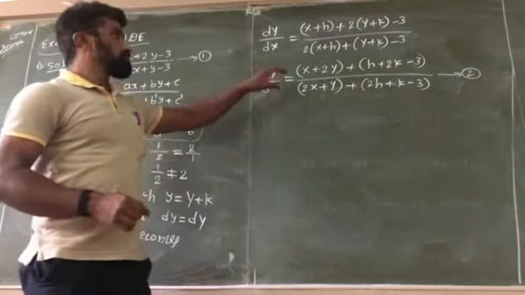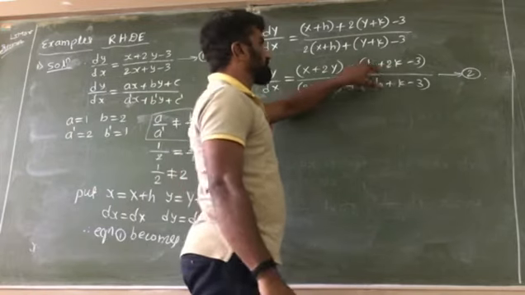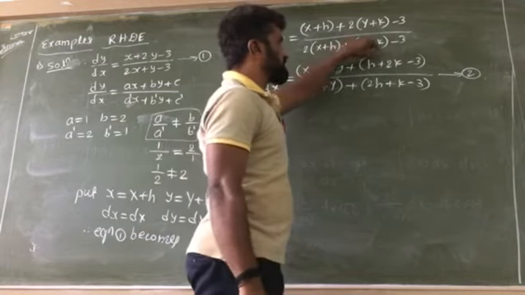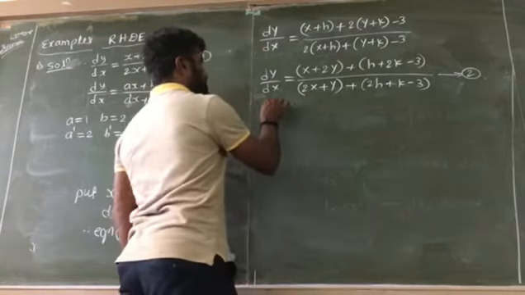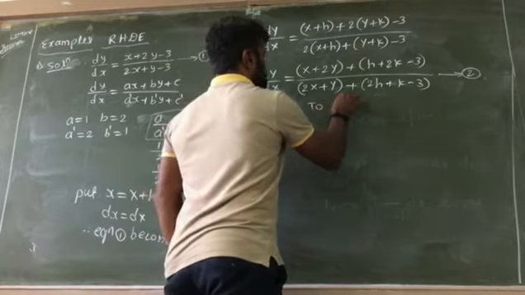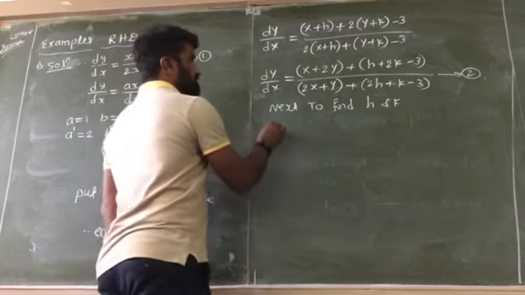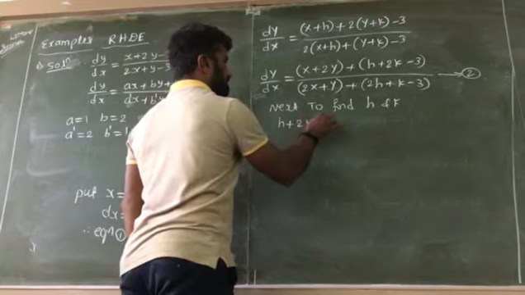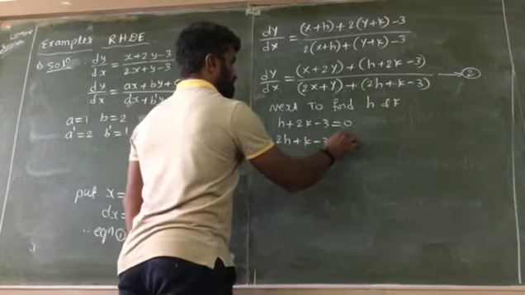To reduce to a homogeneous differential equation, the constant term should be equal to 0. After finding h and k, if you substitute the h and k values, this term becomes 0. So next, we need to find the h and k values. Write down h + 2k - 3 is equal to 0 and 2h + k - 3 is equal to 0.